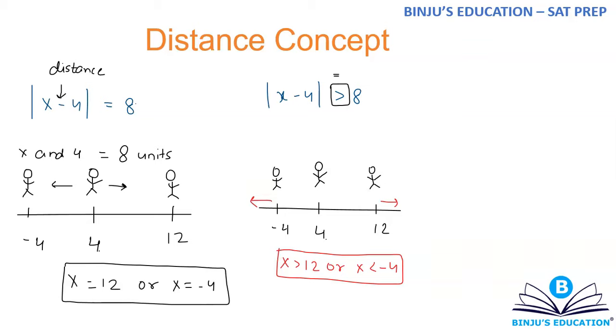Similarly, I can also say mod of x minus 4 is less than 8. So why don't you do one thing? You can pause the video, try this question yourself, and then play it back in order to understand. It's exactly the same as the previous one, nothing new. It's just that instead of a greater than sign, I have a less than sign.